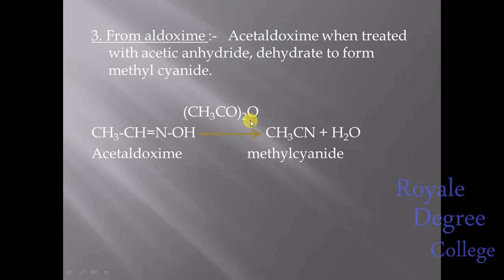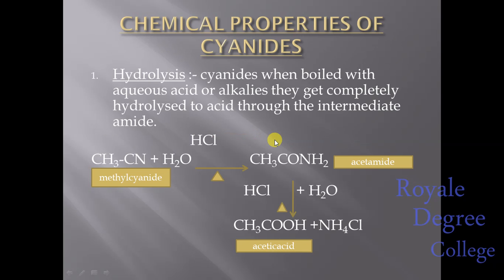CH3CO taken twice O. It is acetic anhydride. So this acetic anhydride is acting as a dehydrating agent. Removal of water molecule will take place from acetaldoxime. Okay. So this OH is coming out, reacting with this hydrogen of acetaldoxime, and we are getting the water molecule. And what is left here? CH3CN. So we are getting here methyl cyanide.